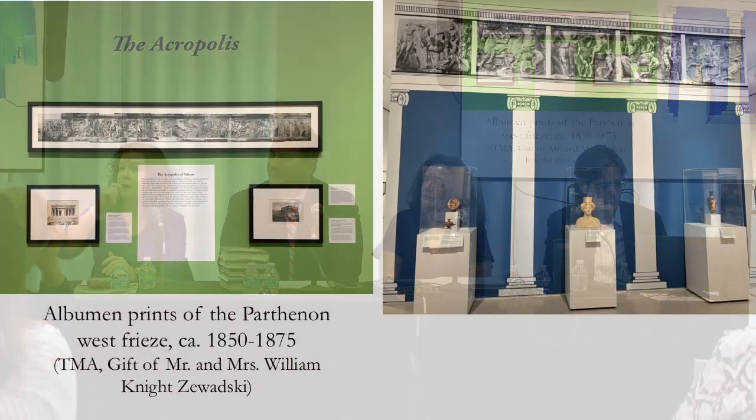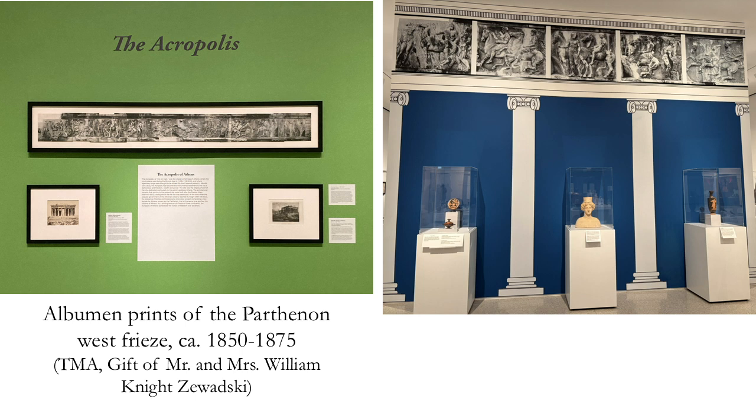So for example, on the left here, you have one of the walls of the Athens Birthplace of Democracy exhibition. And the horizontal photograph at the top is actually a group of photographs of the Parthenon West frieze that were given to the museum by Bill Zawadzki. So you can take a look at that. Those same photographs were then blown up as reproductions to provide sort of ambiance in the Life and Death exhibition. So you can see the Parthenon frieze there.